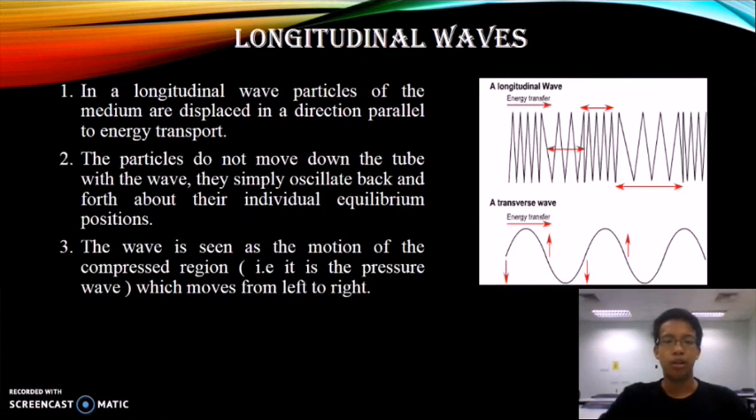Next, we talk about the longitudinal wave. In a longitudinal wave, particles of the medium are displaced in a direction parallel to energy transport. The particles do not move down the tube with the wave. They simply oscillate back and forth about their individual equilibrium position. The wave is seen as the motion of the compressed region. For example, it is a pressure wave which moves from left to right.